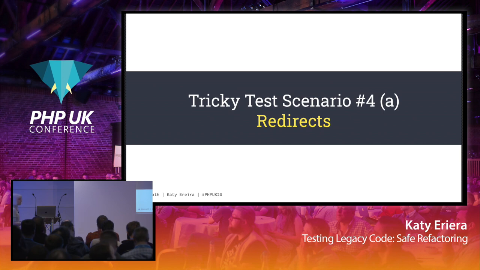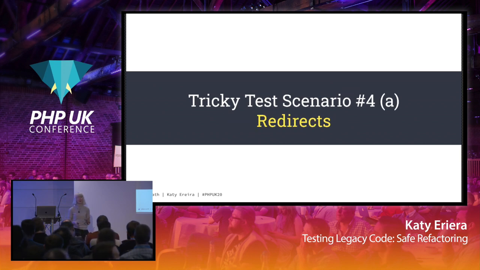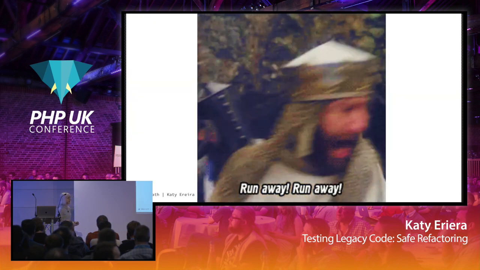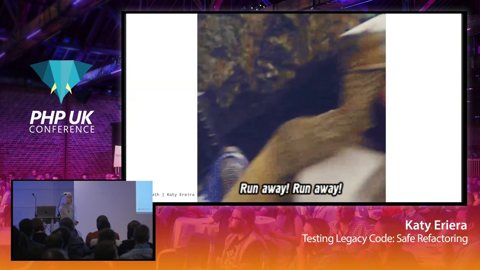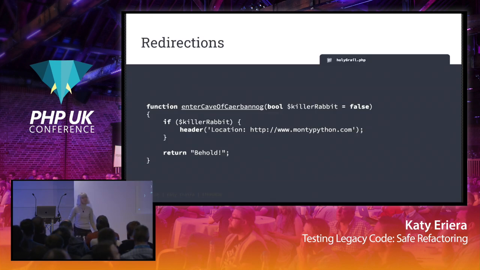There's another thing that you commonly encounter in legacy code, and those are ungraceful exits. And the first kind of ungraceful exit I want to explain and demonstrate today is the redirect. So you're the knights of the round table, and you want to enter the cave of Caerbannog, but there is a rabbit, killer rabbit, thief. Or there may or may not be a killer rabbit with nasty pointy teeth. So if you do encounter a killer rabbit, you're going to run away. But if you don't, then cool, behold, we're going to enter the cave of Caerbannog.